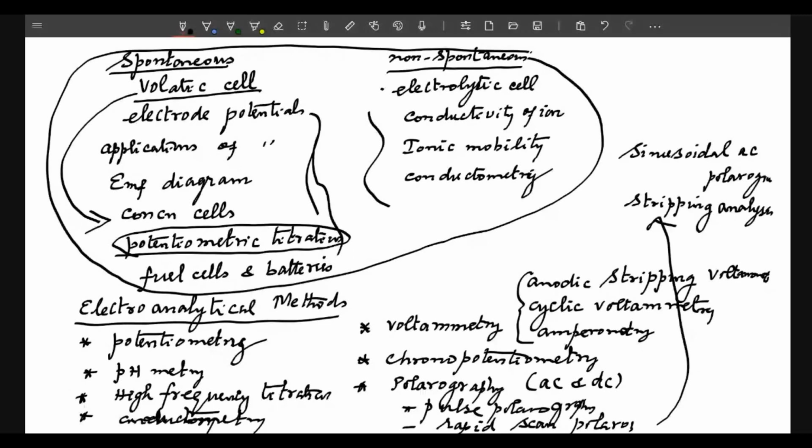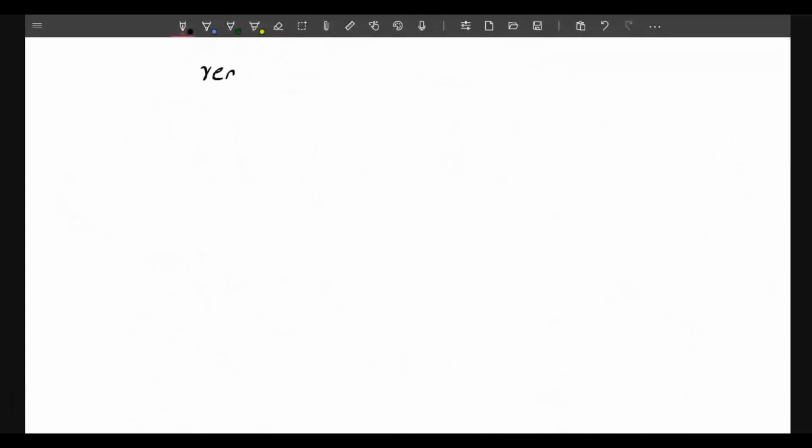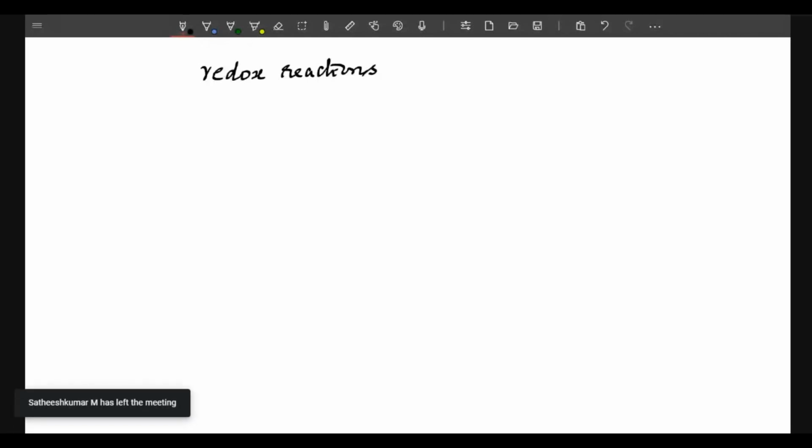With this short introduction, we will enter into electrochemistry, the electrochemical reaction. Electrochemical reaction means only one type of reaction takes place. What is that one type of reaction? Redox reaction takes place in electrochemistry, whether it is a spontaneous process or a non-spontaneous process. No other reaction would produce electricity or consume electricity, only redox reaction.